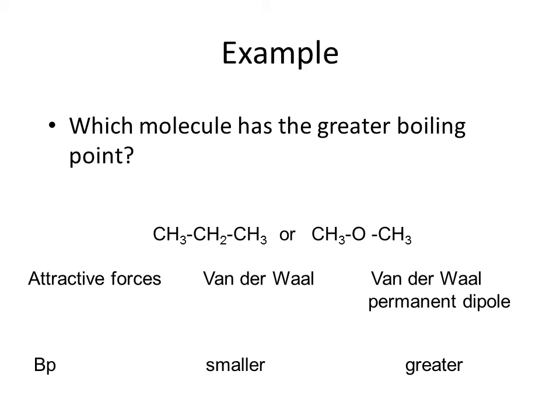However, this molecule over here, called dimethyl ether, has a carbon-oxygen bond here and a carbon-oxygen bond here. This molecule has a permanent dipole in it, so it can have a dipole-dipole force. That makes this molecule have a larger intermolecular attractive force. As a result, the boiling point for dimethyl ether is greater than that of propane over here on the left.